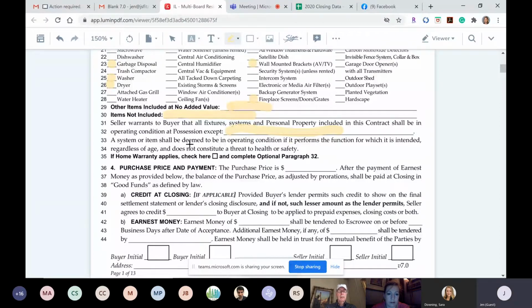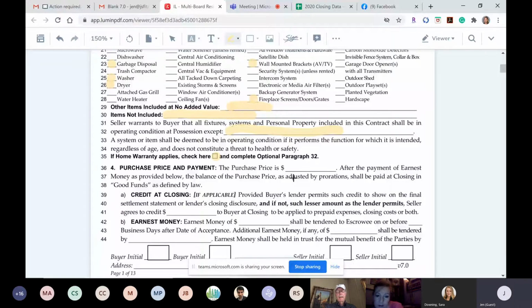And then if the sellers agreed to supply a home warranty, you can check this here. If you don't check it here, it's okay. We can always add it later. We can add it in that paragraph 32. But here's where you do it if it's part of the deal that you've already agreed on. Okay. Any questions so far?